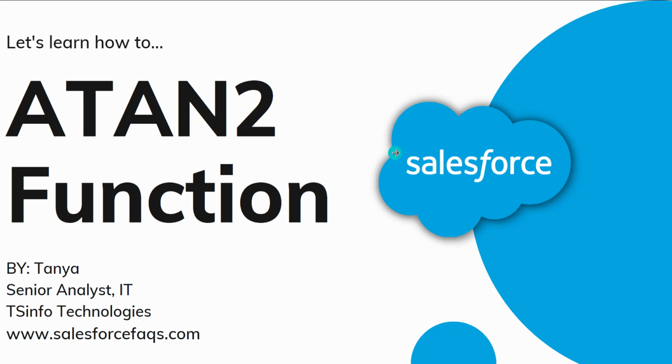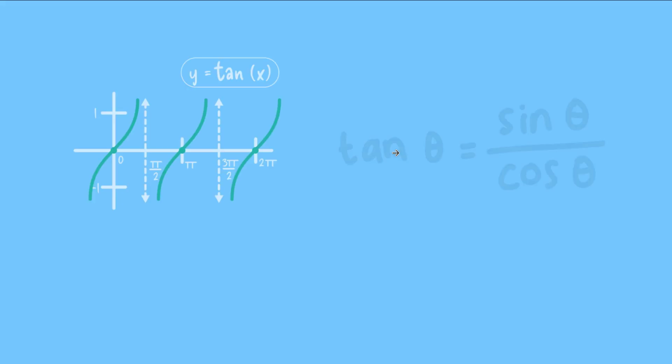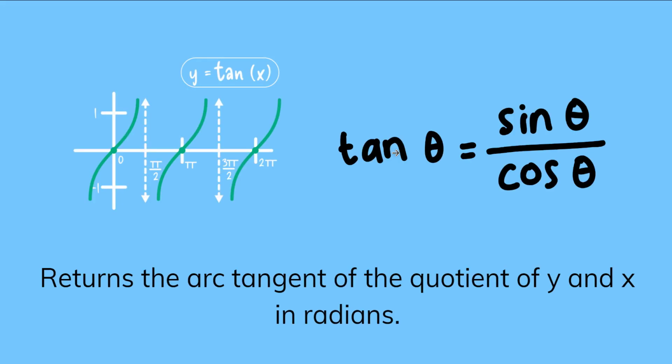So let's first understand what we mean by the ATAN2 function. The ATAN2 function is one of the Salesforce functions used to perform mathematical calculations. It is a mathematical category function. It is used when you want to calculate the arc tangent of two numbers, y and x, and it is useful for determining the angle between the positive x-axis and the point given by the coordinates x and y.